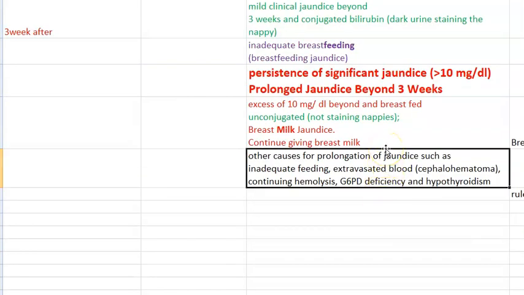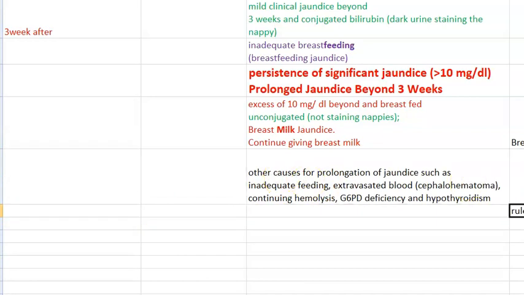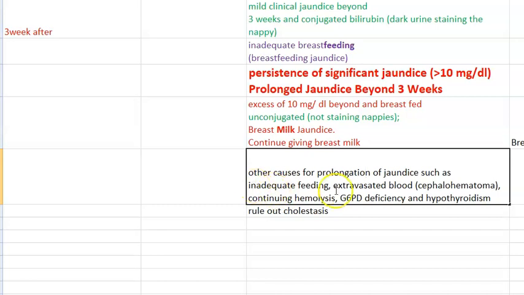It is not breast milk jaundice, or you should always rule out these causes. You should not blame it as breast milk jaundice. You should always rule out the other causes. What are the other causes? Please pay attention here. Extravasated blood, cephalohematoma. You remember when the baby is born on its head, there will be one cephalohematoma.